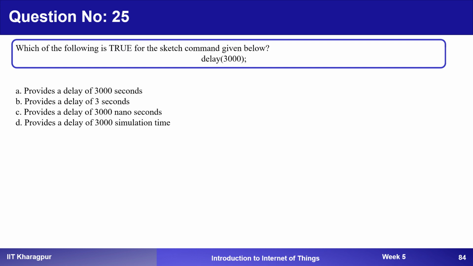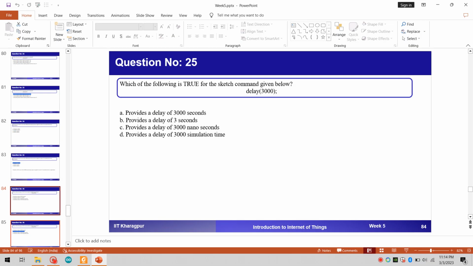Next question is, which of the following is true for sketch command given below, delay 3000? Options are, it provides a delay of 3000 second, it provides a delay of 3 second, provides a delay of 3000 nanosecond, it provides a delay of 3000 simulation time.